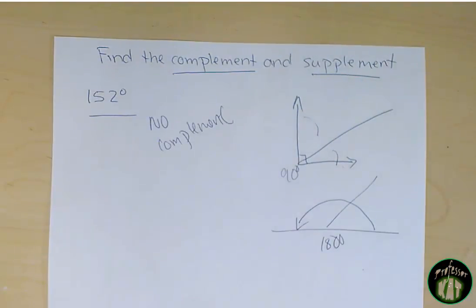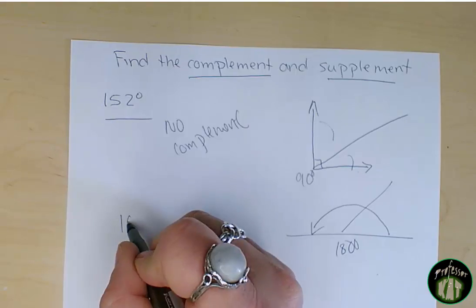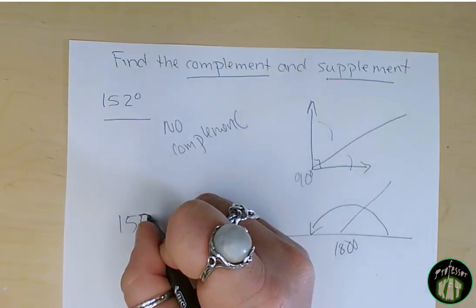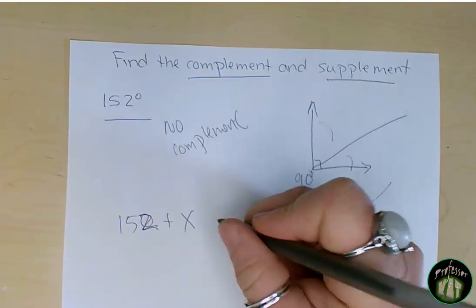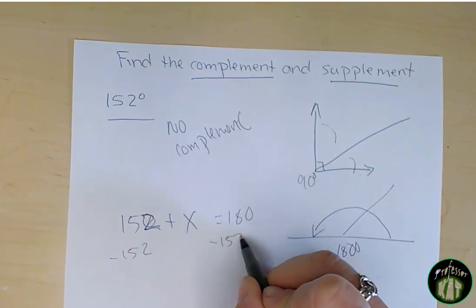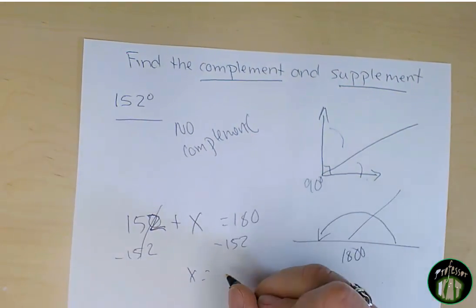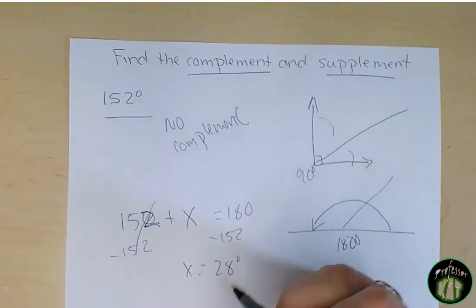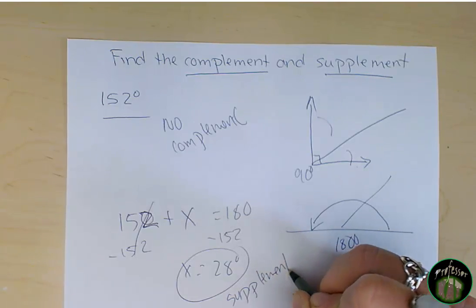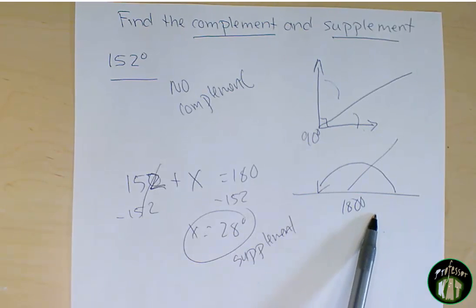But we could answer the supplementary part because we're looking at 152 plus what would give us 180. So that's essentially what we're looking at here. Oh, I'm sorry, I wrote 150. 152 plus what is going to equal 180 degrees? We can make a little equation here, or just take 180 and subtract 152. When you do so, you're going to get 28 degrees. So 28 is the supplement, since 152 plus 28 would fill up this 180-degree angle here.